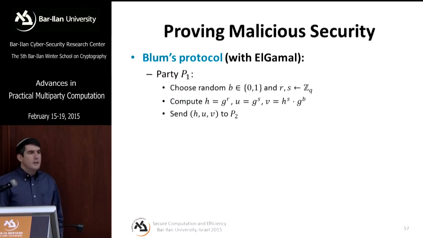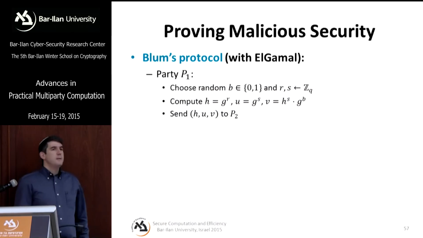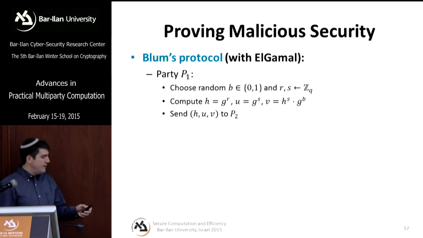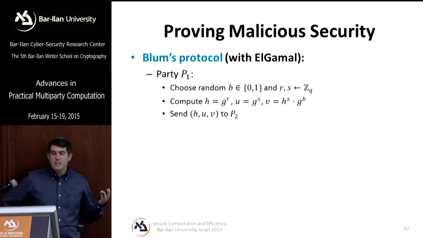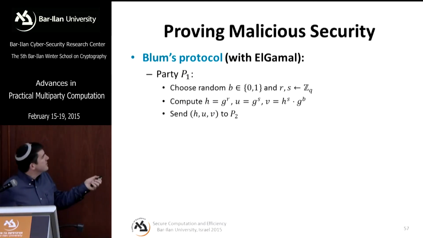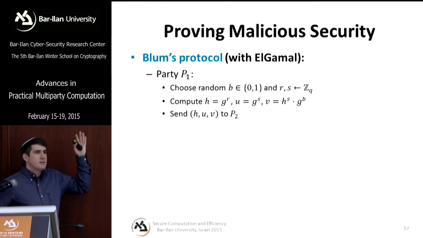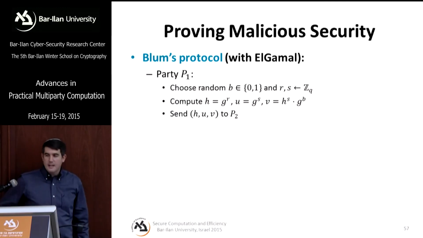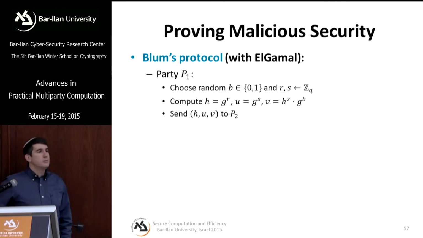El Gamal. Party P1 chooses the random bit B, and two values R and S, and essentially encrypts B under El Gamal. So it sends G to the R, G to the S, computes H equals G to the R, which is an El Gamal public key. Then it computes G to the S, which is the first value of the El Gamal encryption, and H to the S times G to the B, which is essentially an encryption of 0 or 1. And sends H, U, V to P2.